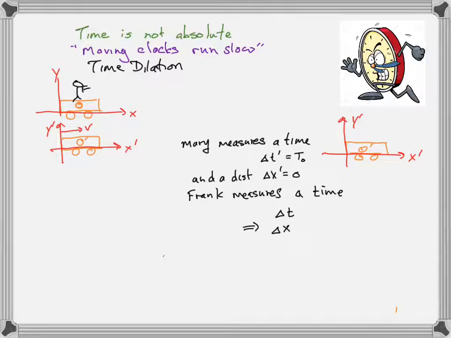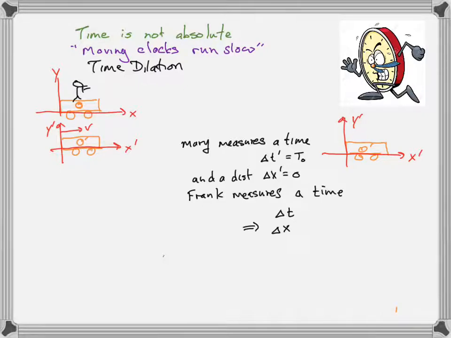But actually, it's easy enough for Frank to say Mary is moving at v relative to him. I mean, that's an absolute. V is the relative velocity. So if Mary is moving at v relative to him, and she's moving at a constant velocity, then Frank knows distance equals rate times time. So according to Frank, if Mary moves for a time delta t, what is delta x?